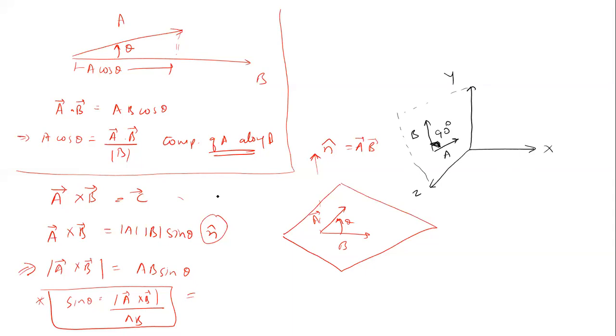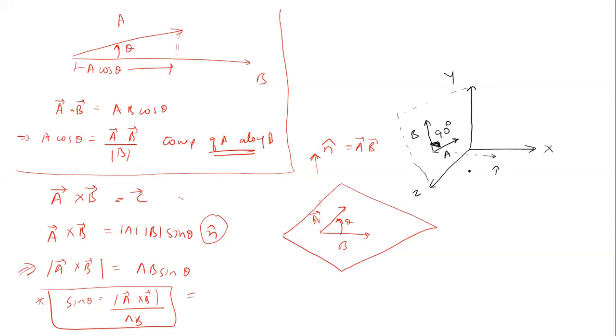Means you put your finger towards the A vector. Curl your finger towards the B. Where is the thumb pointing? Is it pointing towards the x-axis? Yes. So what is the direction of A cross B? Is it the x-axis? Yes, I cap. So here the direction would be I cap, like this. Understood?